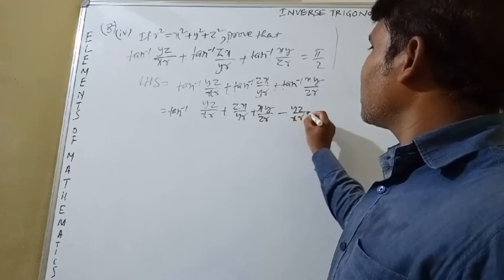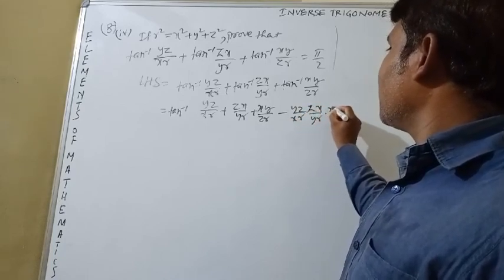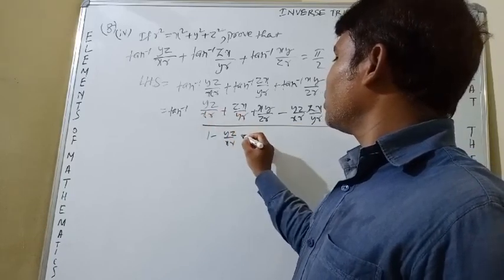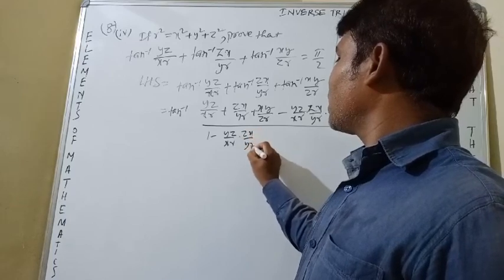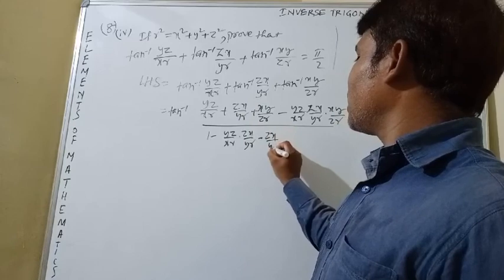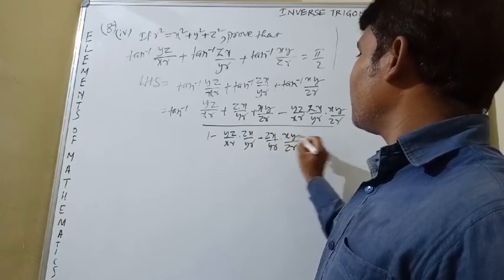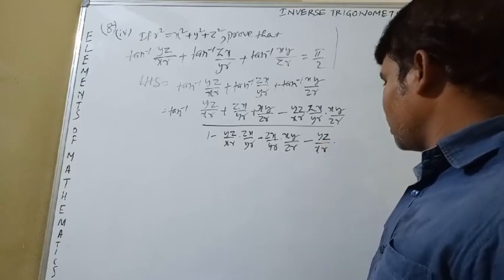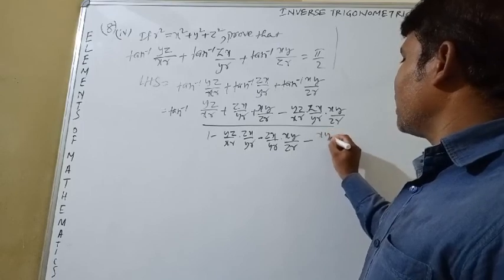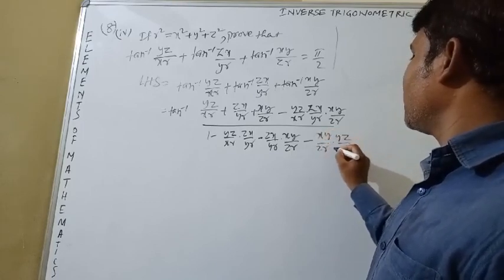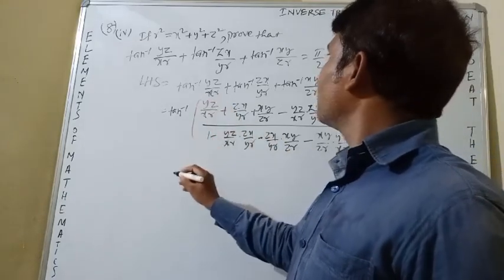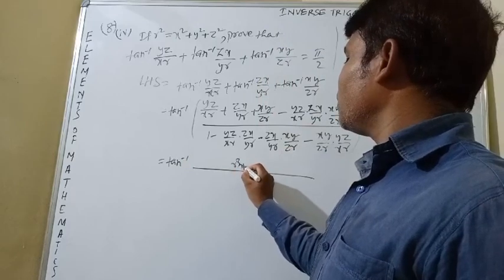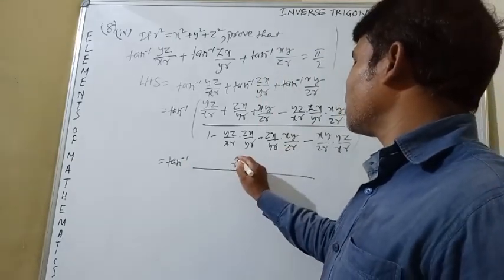yz by xr, zx by yr, xy by zr) by (1 minus yz by xr times zx by yr minus zx by yr times xy by zr minus yz by xr times xy by zr), which is equal to tan inverse. The LCM you take, LCM is equal to r cube xyz.